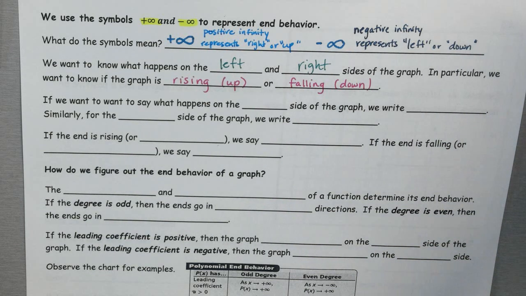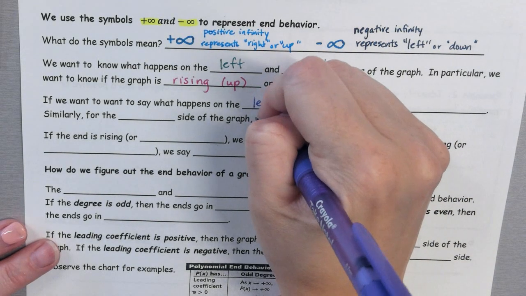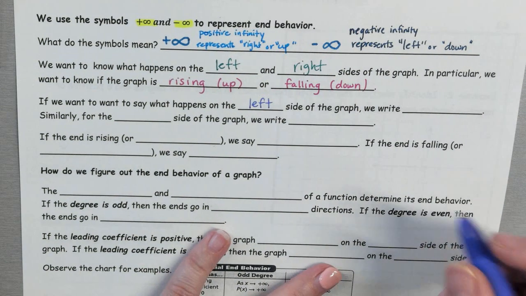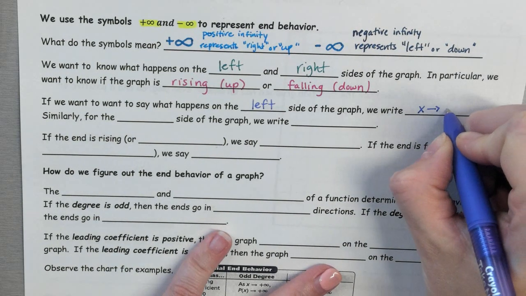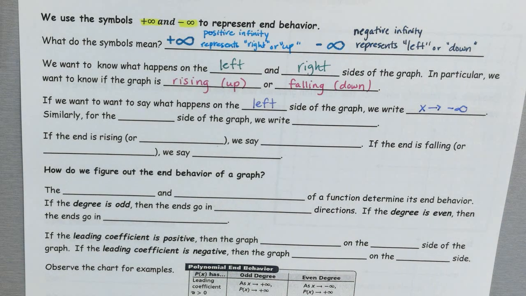Okay, so if we want to say what happens on the left side of the graph, what we write is x goes to negative infinity.